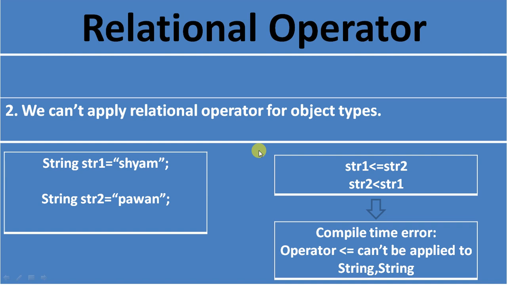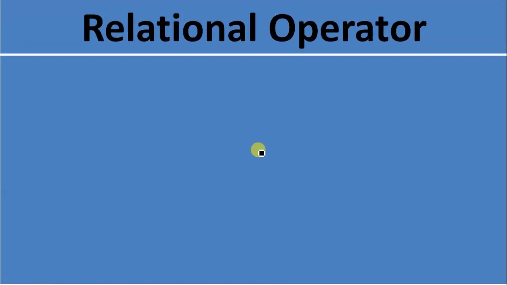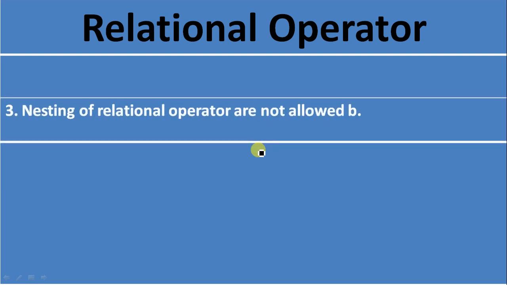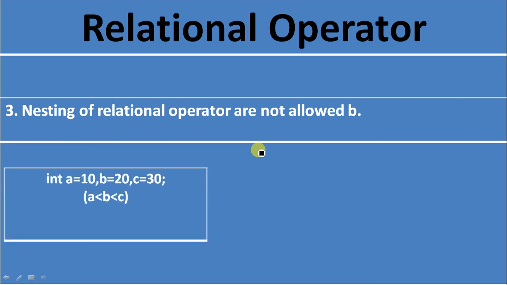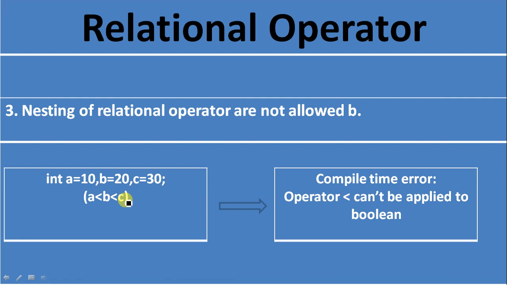Now the next thing: nesting of relational operators is not allowed. Means if you define three variables like a, b and c, a holds the value 10, b holds 20 and c holds 30, and if you apply nesting, a less than b less than c, it will always give a compile time error: operator less than cannot be applied to boolean.